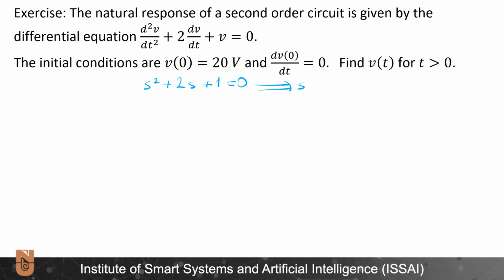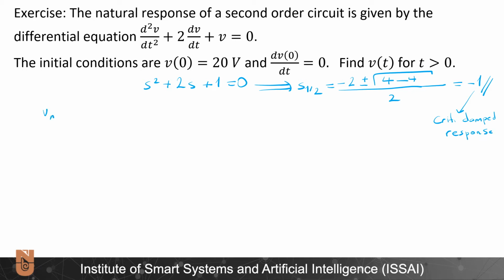And now I will solve this. S12 is equal to minus 2 plus or minus square root of 4 minus 4, over 2. And I have two overlapping roots at minus 1. Accordingly, the system will have a critically damped response. And this critically damped response will have the form Vn(t) equal to (A plus Bt) times e to the minus t, since the pole is at minus 1.